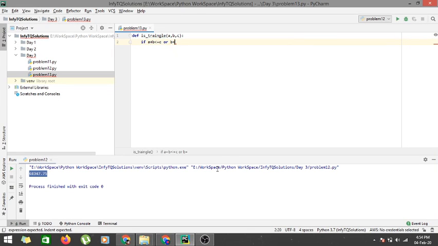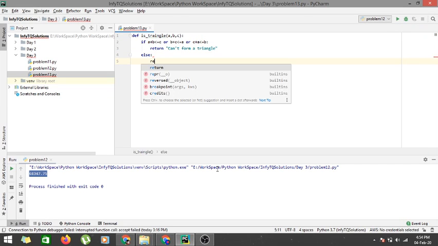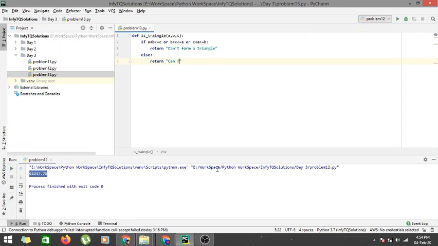The other would be B plus C is less than or equal to A, or C plus A would be less than or equal to B. So these are the 3 conditions where the sides will not form a triangle. Okay, so I would be returning "can't form a triangle", else I would be returning "can form a triangle". So these are the conditions on which the triangle can be built. Okay, we have successfully written our function for checking whether it is a triangle or not.